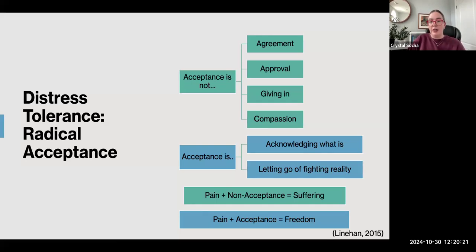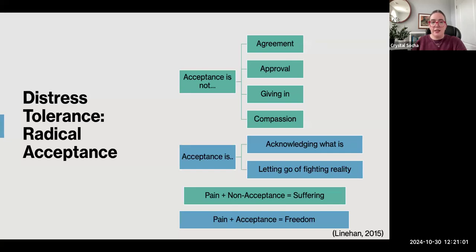We know sometimes pain can't be avoided, and it's often nature's way of signaling something is wrong. And what DBT tells us is that life can be worth living even with painful events in it. So Marsha Linehan describes this combination of pain plus non-acceptance, or not accepting the things that might be contributing to this situation, leads to suffering. But if someone is able to experience pain, have this component of acceptance or acknowledgement or letting go of fighting and kicking and screaming, they might experience some more freedom from that.